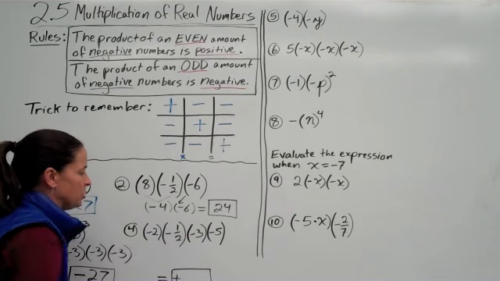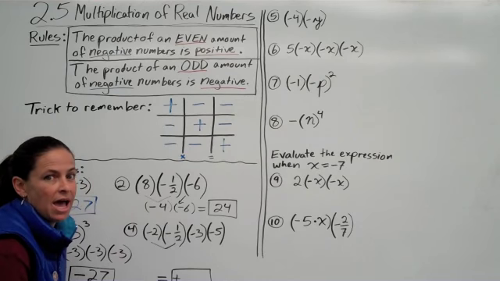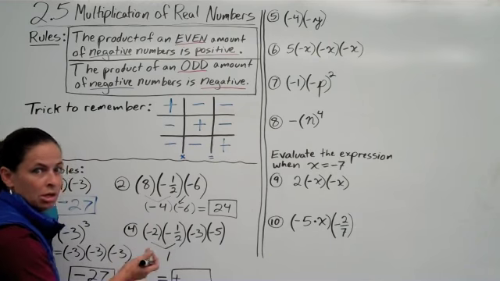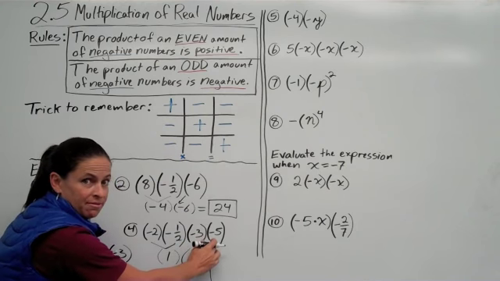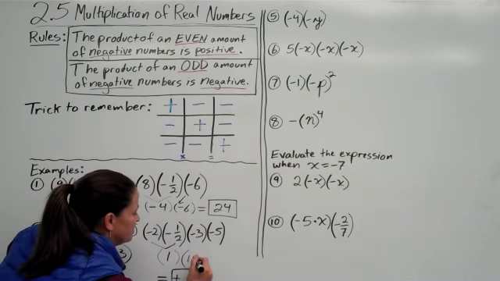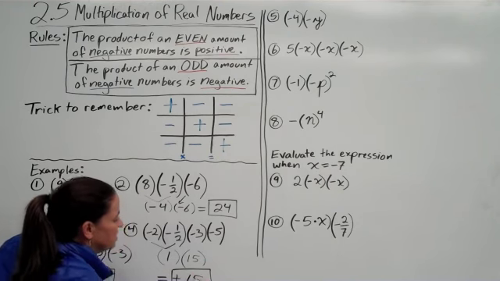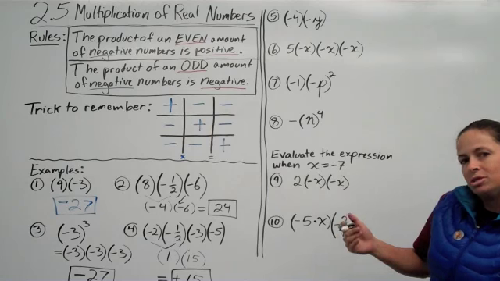Now I can multiply out of order, or I could do 2 at a time. I could do a negative 2 times a negative a half, which equals a positive 1, right? Because half of 2 is 1. And then multiply that by a negative 3 times a negative 5, which equals a positive 15. And what is 1 times 15? Positive 15. Awesome. All right, let's try it with some variables.